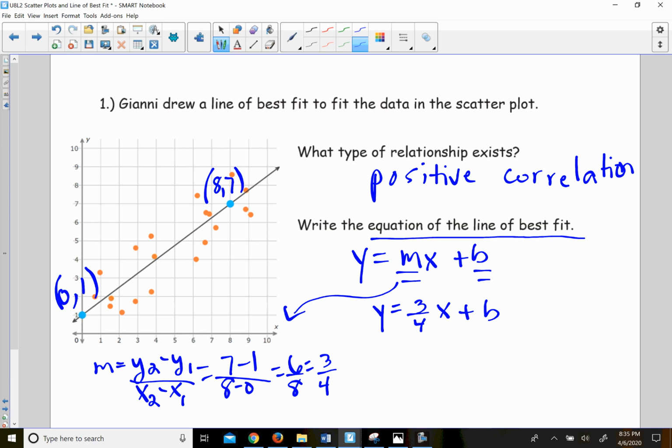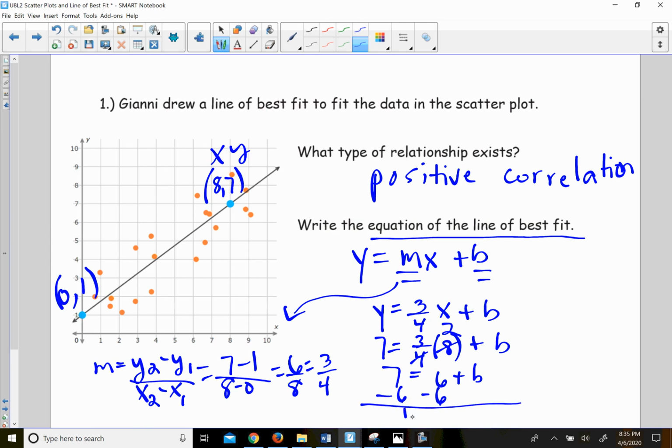The way that always works, I pick up a set of points and I temporarily plug in the x-y pair to find the b. So if I take 8, 7, y is worth 7. When I take 3/4 times the 8 for x, and we're going to find b. So I replaced x and y with numbers from the point they gave us. So if I take 3/4 times 8, 4 goes into 8 twice. So 3 times 2 is 6 plus b equals 7. So if I solve for b, 7 minus 6, 1.